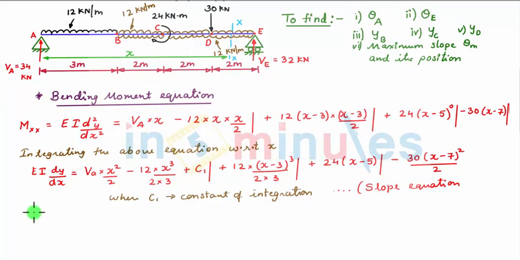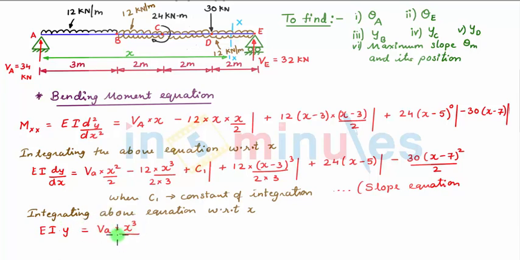Now again integrating this equation with respect to x, we have EI into y equal to VA into x cube upon 2 multiplied by 3 minus 12 into x to the power 4 upon 2 into 3 into 4 plus C1x, since integration of a constant is the constant multiplied by x, plus C2, which is another constant of integration of this equation.